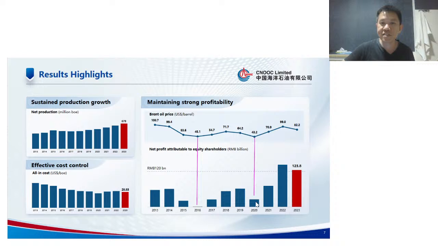Then in 2022, what happened? The Russia-Ukraine war. Putin attacked the Ukraine. It's a tragic thing that a lot of people lost their lives, but it's a good thing for oil companies. Oil prices rocketed, and their earnings hit a record high. A lot of people see that, wow, the earnings jumped so much, and they rush in to buy. They don't understand that this is a cyclical industry.